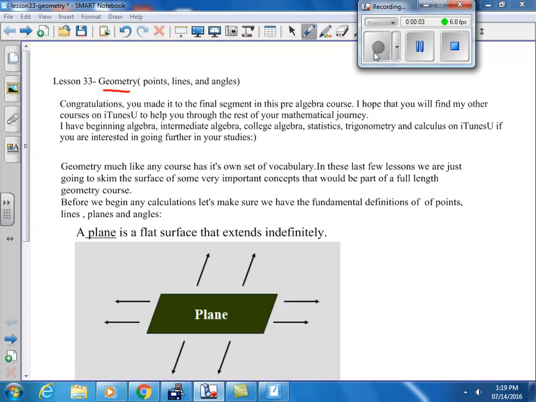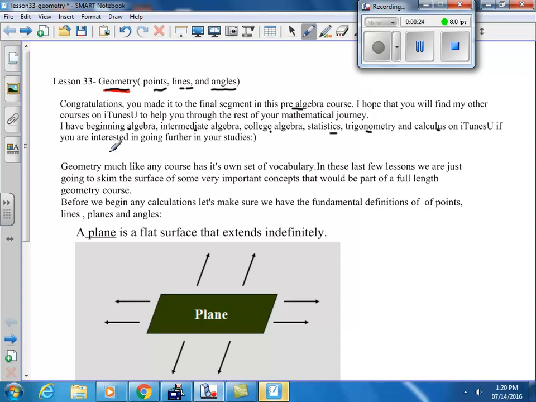Okay, welcome back. Lesson 33, Geometry, Points, Lines, and Angles. So, congrats, you have made it to the final segment in this pre-algebra course, and I hope that you will find beginning, intermediate, and college algebra on iTunes U and various other courses. If you're climbing up that ladder, I hope that will help you.